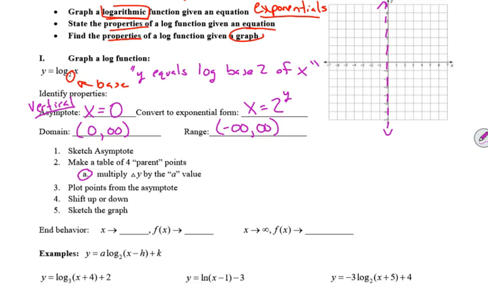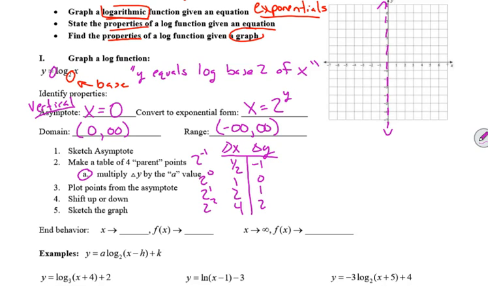Then we're going to make a table of parent points. So this is x, y. And again, because the y is my exponent, I'm going to pick negative 1, 0, 1, and 2. And then I'm going to plug those points into this function. So 2 to the negative first is 1/2. 2 to the 0 is 1. 2 to the first is 2. And 2 squared is 4. So now I have a set of points that I can graph.